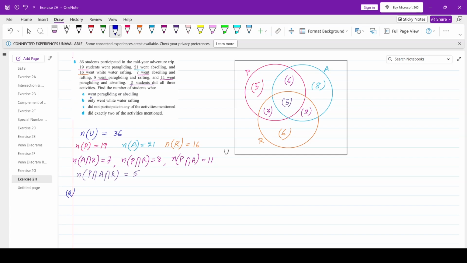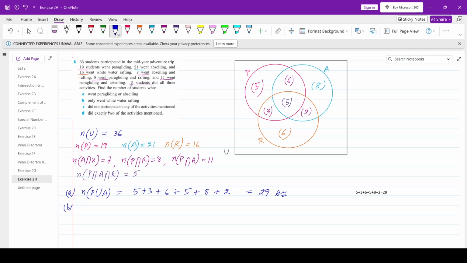and let's solve the question. Find the number of students who went paragliding or abseiling. Therefore, number of students paragliding or abseiling. This is going to be paragliding or abseiling. So the union of P and A is going to be 5 plus 3 plus 6 plus 5 plus 8 plus 2. So 5 plus 3 plus 6 plus 5 plus 8 plus 2 is 29. Therefore, this is 29.